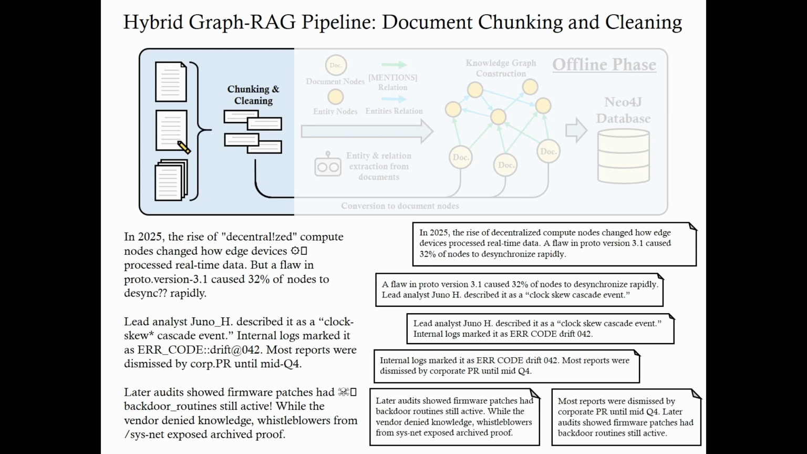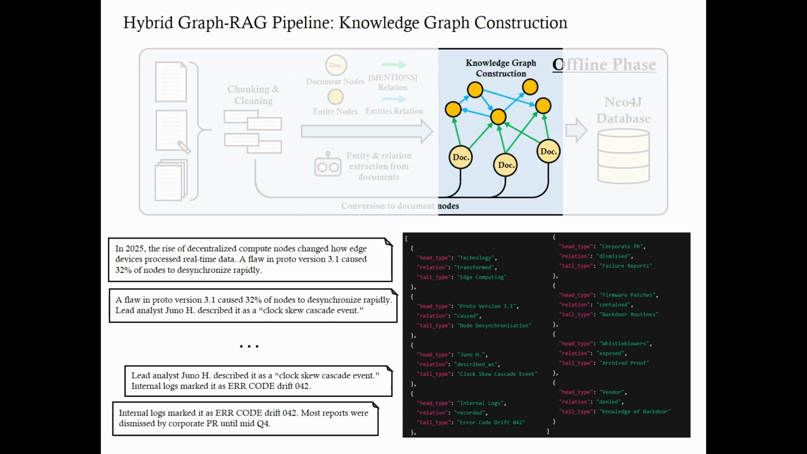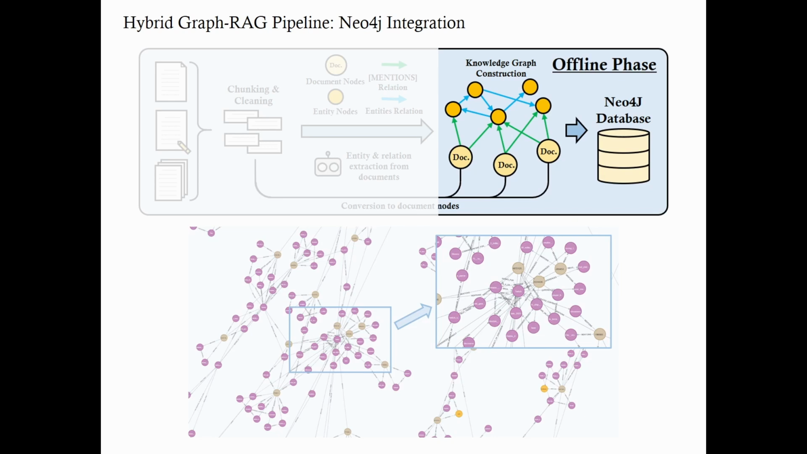After we have these chunks, we go through LLM-driven entity and relation extraction, where we prompt an LLM to produce valid JSON schemas for later, when we construct knowledge graphs. Then we construct the knowledge graph using the hybrid structure we just mentioned, where documents are also connected to entities via a mentions relation. Finally, we integrate it with a Neo4j database, which allows for efficient extraction of information.